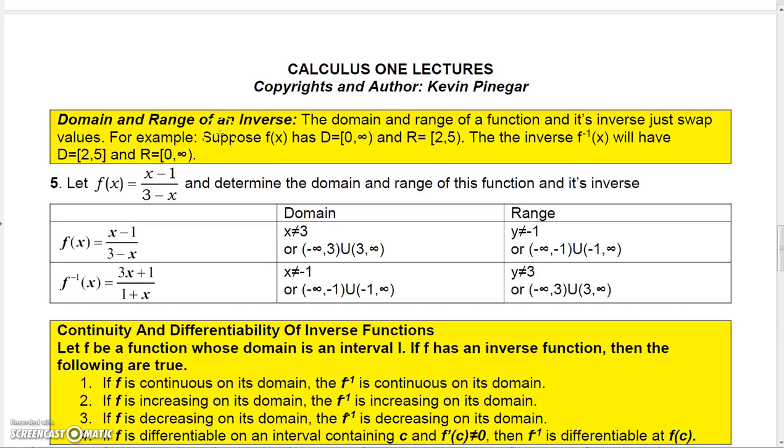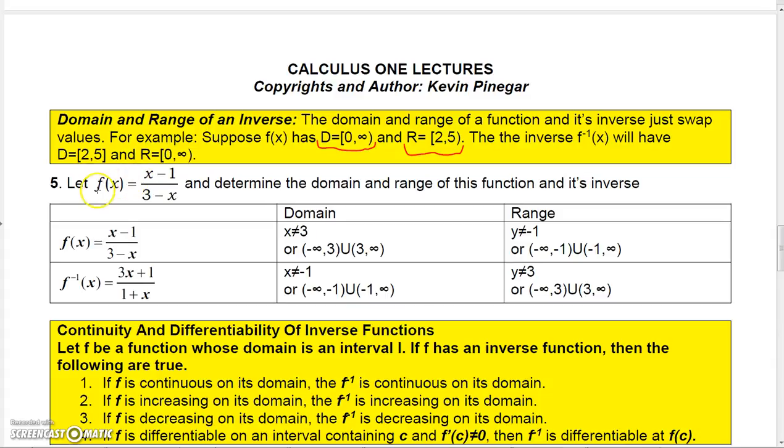The domain and range of an inverse and its function actually just swap places. So for instance, if f of x has domain 0 to infinity and range from 2 to 5, then the inverse will have domain from 2 to 5 and range from 0 to infinity.